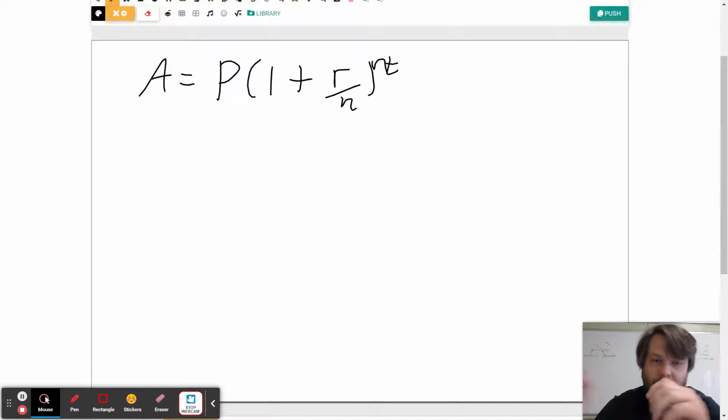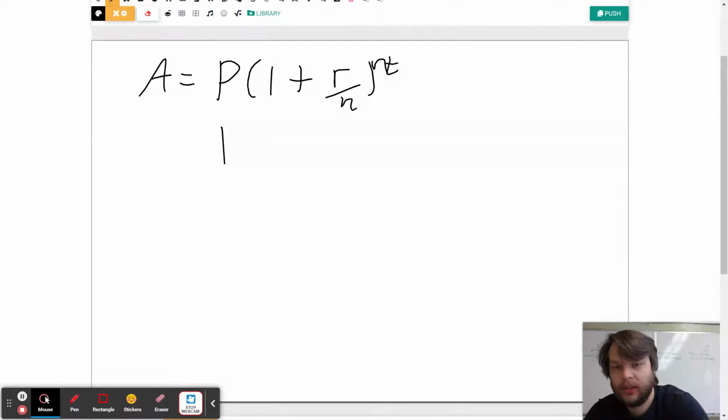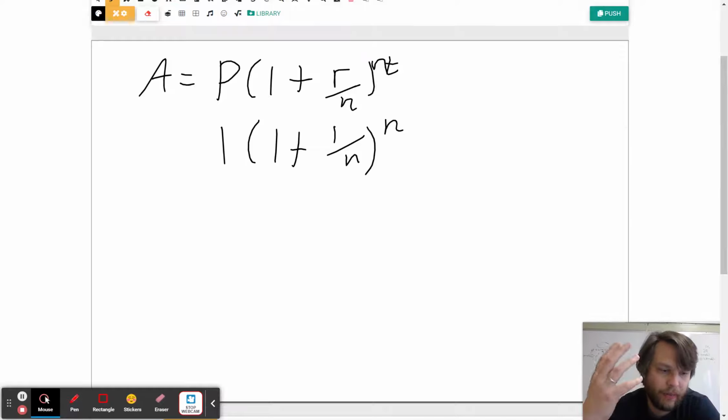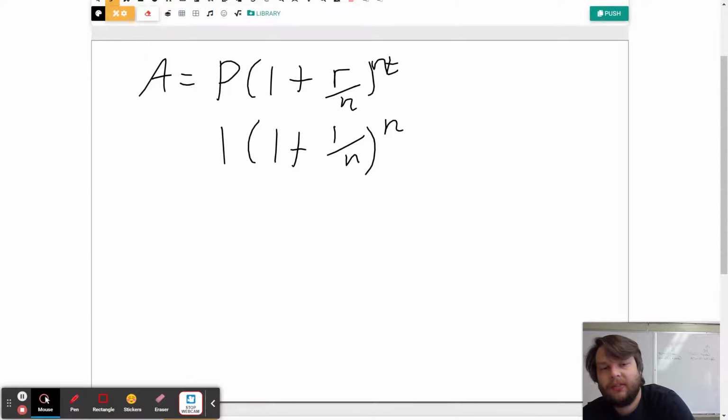Now, if you take a $1 initial amount, with 100% interest, and if you do it for 1 year, it turns out that you get paid more and more money the more times that you compound it. If you only compound it once, you get $2. If you compound it twice, you get $2.50. And if you compound it more and more times, you get more and more money. But there's a limit. And the way that this works is you have this value approaches the number e.